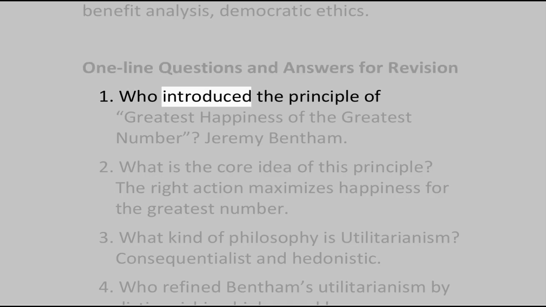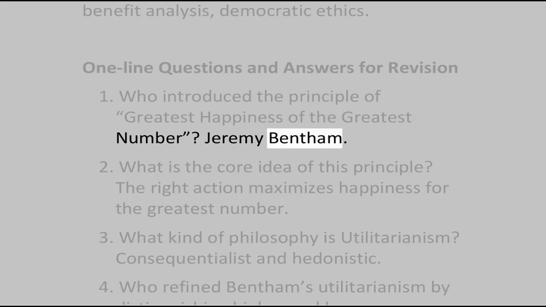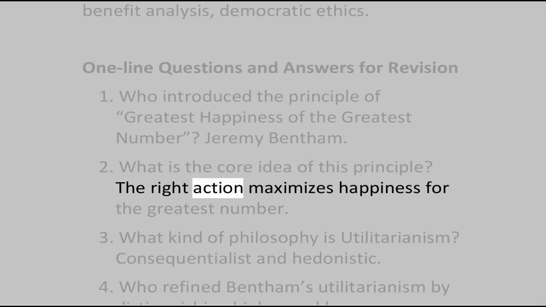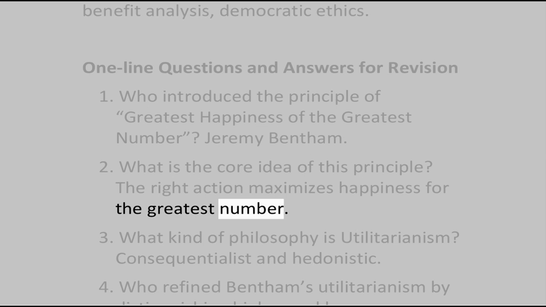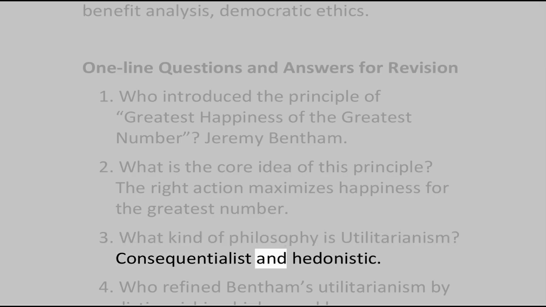One-line questions and answers for revision. 1. Who introduced the principle of greatest happiness of the greatest number? Jeremy Bentham. 2. What is the core idea of this principle? The right action maximizes happiness for the greatest number. 3. What kind of philosophy is utilitarianism? Consequentialist and hedonistic.